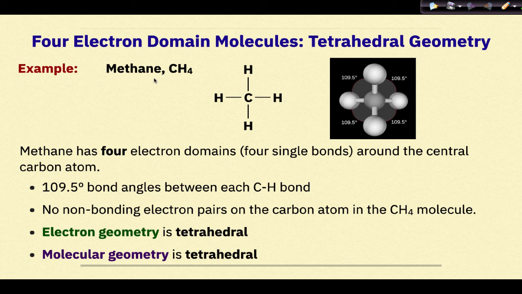The first example that we're going to look at is methane, CH4. Methane has 4 electron domains, 4 single bonds around the central carbon atom. So 1, 2, 3, 4. 109.5 degree bond angles exist between each carbon to hydrogen bond. No non-bonding electron pairs on the carbon atom in the methane molecule. The electron geometry is tetrahedral, and the molecular geometry is also tetrahedral.